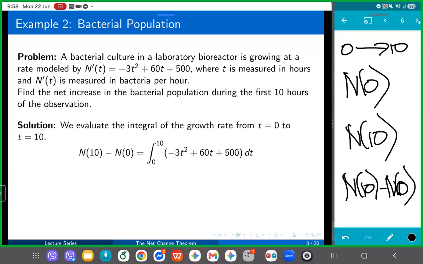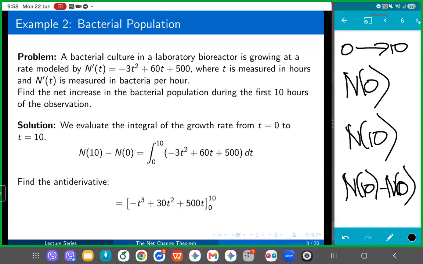So what we do is integrate the derivative. Here's the derivative, n prime of t. And we integrate it from 0 to 10 because in the problem you are asked for the increase during the first 10 hours. So 0 to 10. That's why we have the limits there. Here's the derivative, so you get the net change theorem. And then the rest is the same, routine.